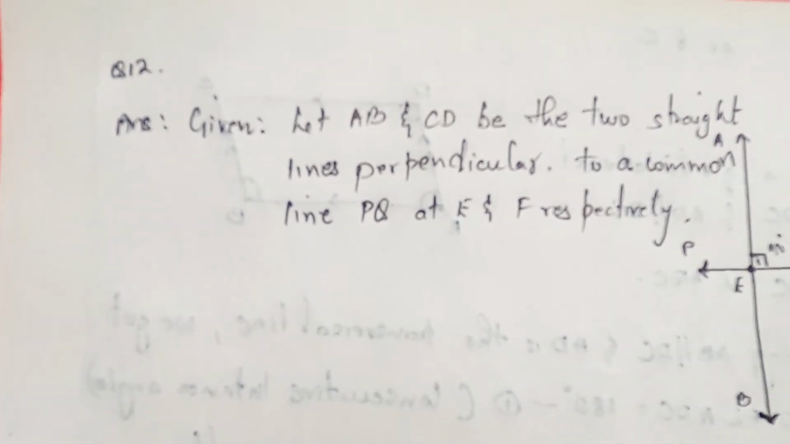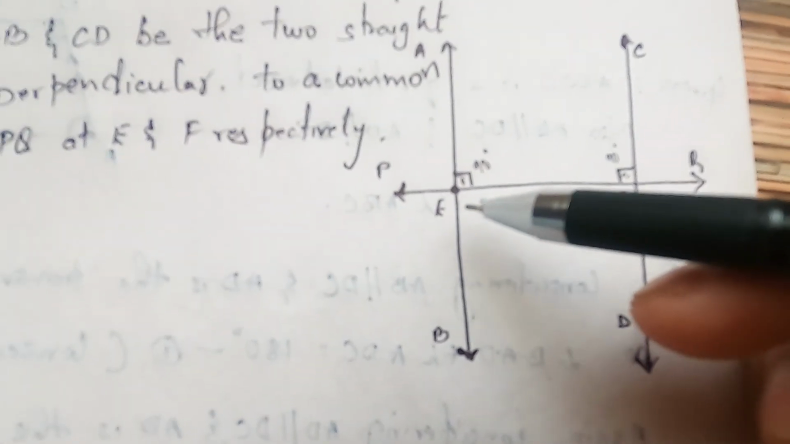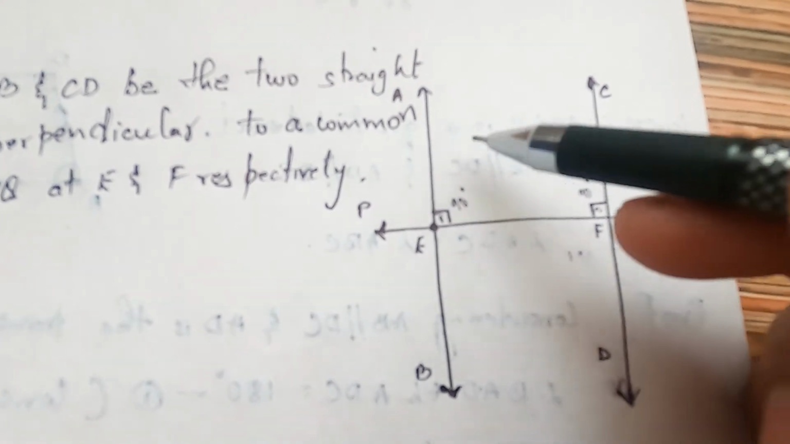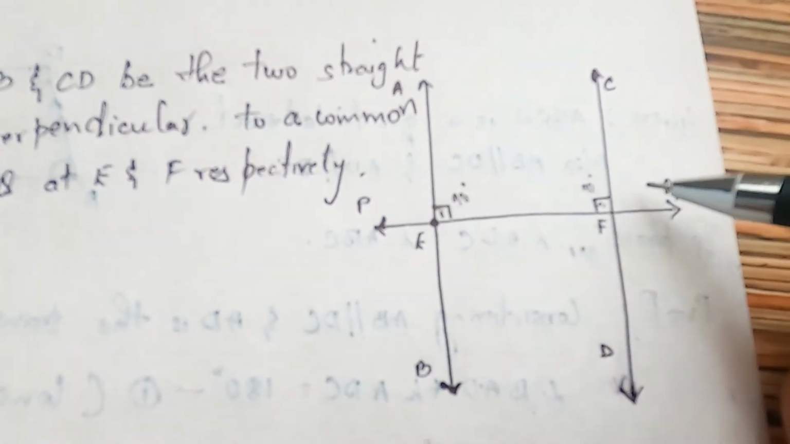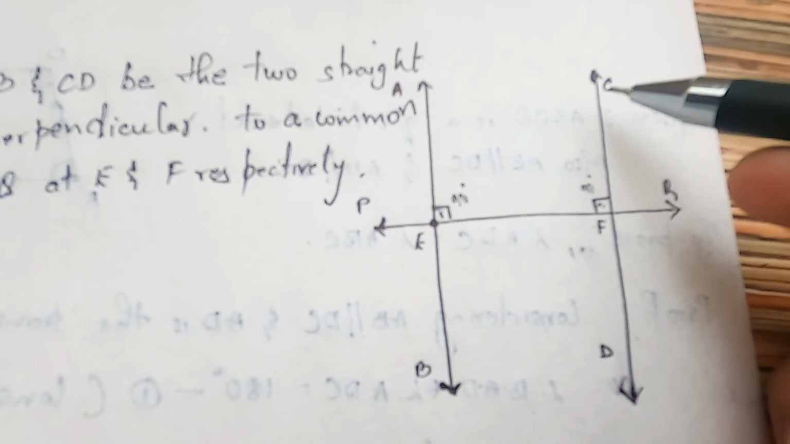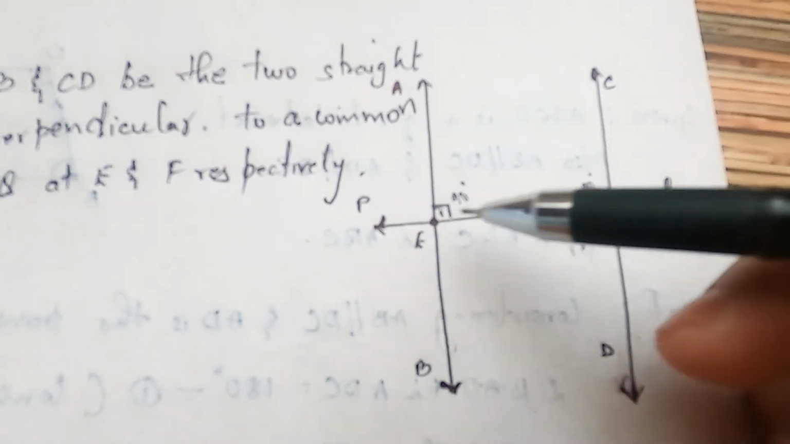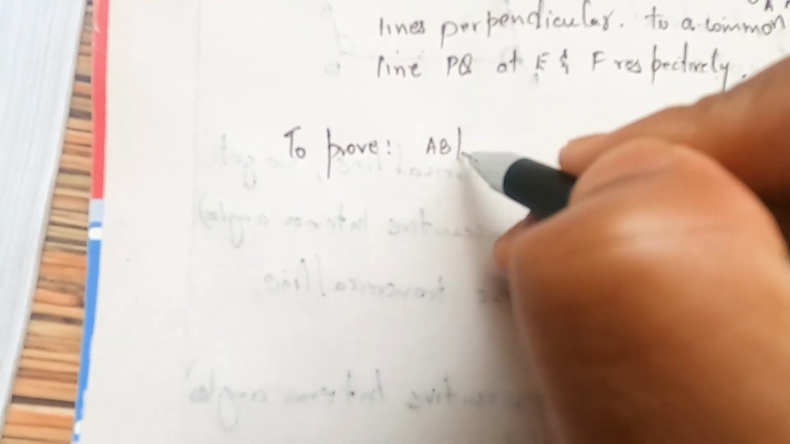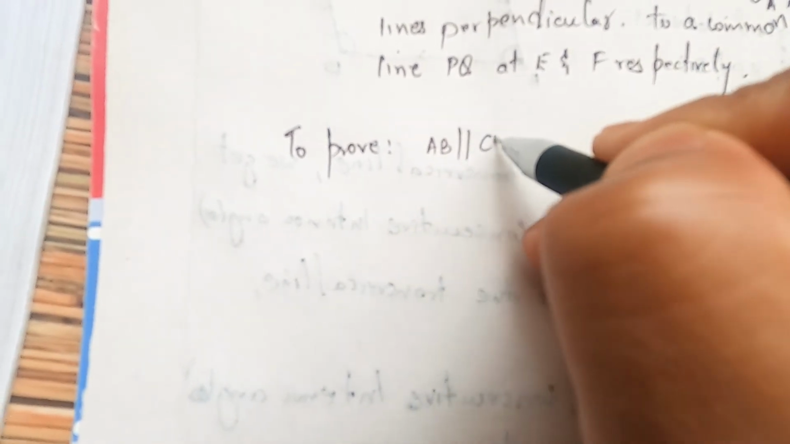All right, so it means that the perpendicular line PQ meets AB at point E, and it meets CD at F. All right, then to prove. What do we have to prove? AB is parallel to CD. All right, now proof.